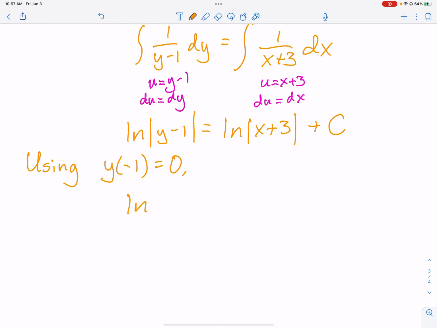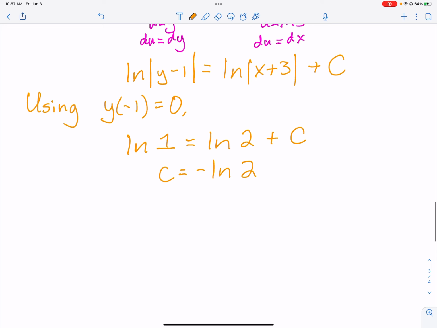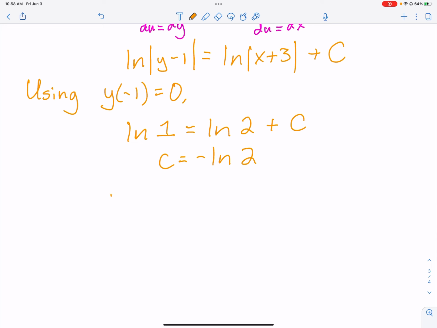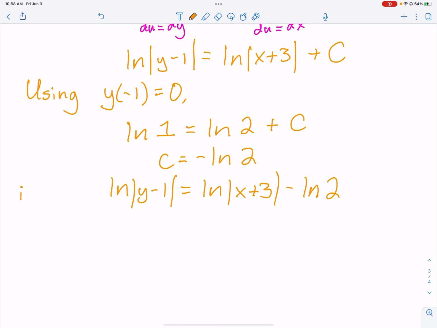So we get ln of 1, plugging in 0 there. Then I get ln of 2 plus c, plugging in negative 1. ln of 1 is 0, so that tells me that c is negative ln of 2. Now I know c, so I'm going to plug that in. ln of y minus 1 equals ln of x plus 3, and now I'm going to plug that c there. Now there's no c.